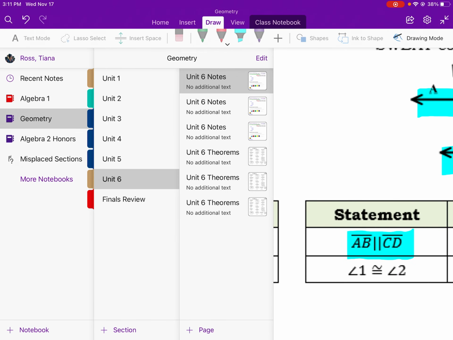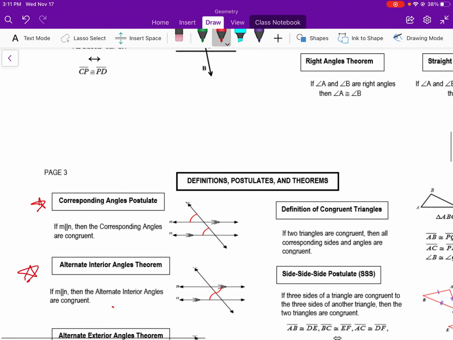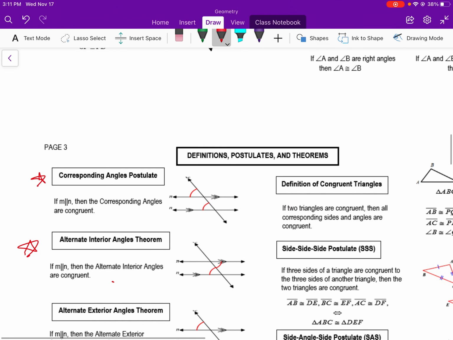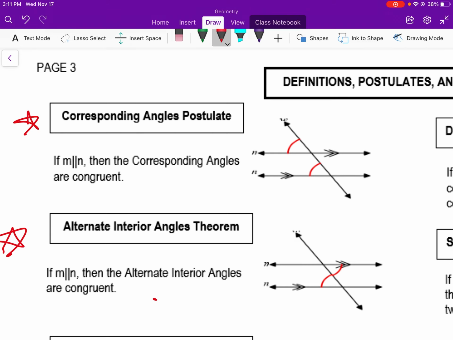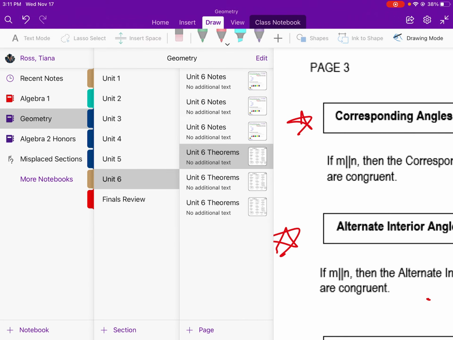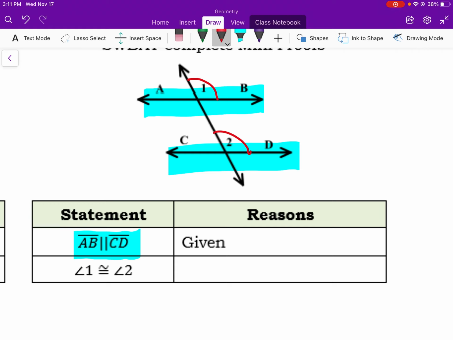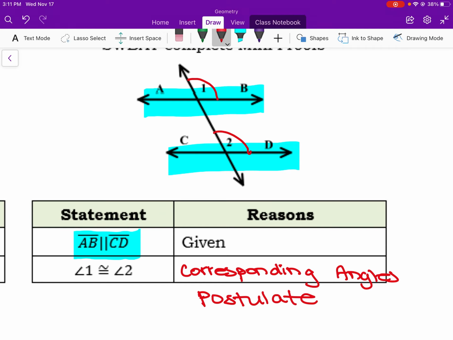So if I jump back to my theorems, I have a corresponding angles postulate, which tells me that if two lines are parallel, then their corresponding angles are congruent. So that would be my justification for this one. I can go ahead and just say the corresponding angles postulate. Corresponding, which this word never looks correct when you spell it out. Corresponding angles postulate. So again, just knowing how those angles relate to each other helps me to find my justification.